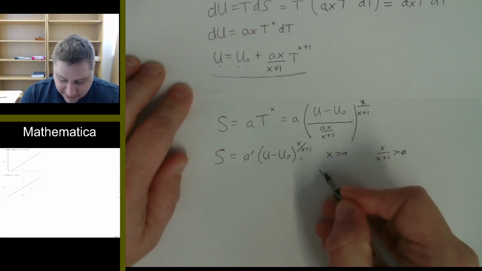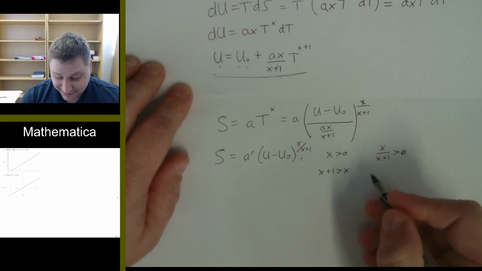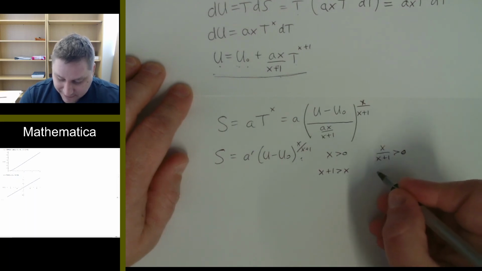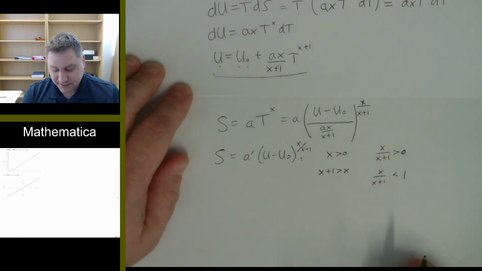And clearly x plus 1 is greater than x, right? Because x is positive, so x plus 1 is greater than x. So that means x over x plus 1 is a smaller divided by a bigger. So it's less than 1.